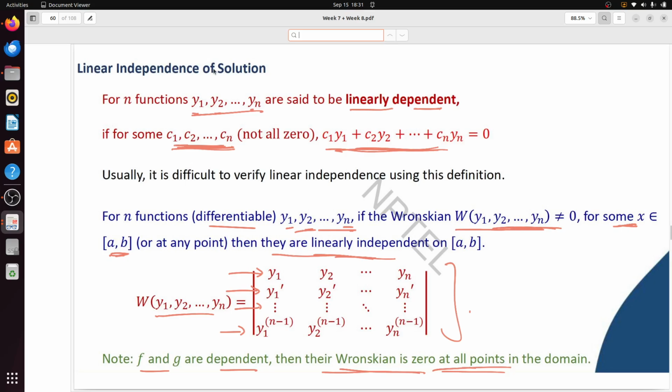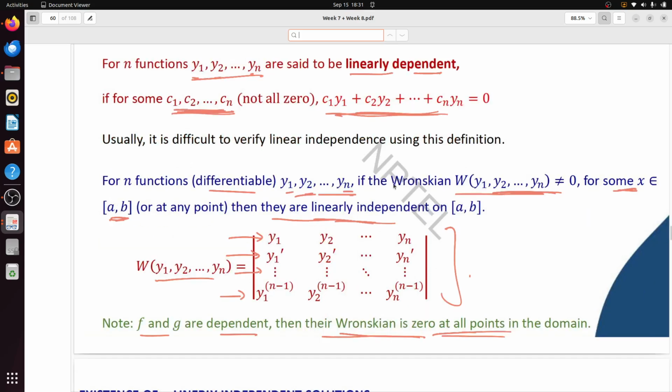Linear independence of solutions: n functions y1, y2, ..., yn are said to be linearly dependent if for some constants c1, c2, ..., cn, not all 0, c1 y1 + c2 y2 + ... + cn yn = 0. Usually it is difficult to verify linear independence using this definition. So for n functions we have an alternative form.